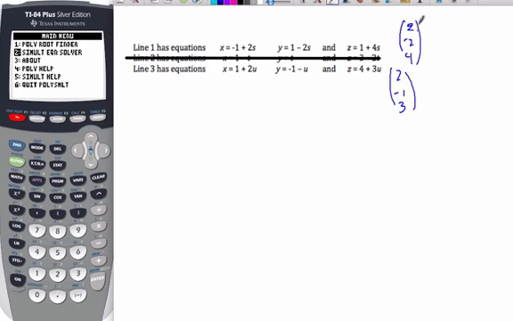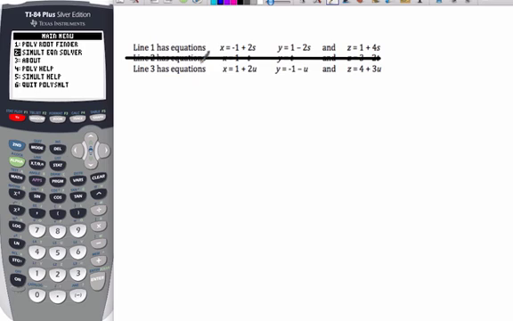Because these are not scalar multiples of each other, meaning a scalar multiple would be 4, -4, 8, so multiply this vector by a value to get the same thing. They're not scalar multiples, so therefore they are not parallel. So my choices are then intersecting or skew. So let's take a look at these scenarios.